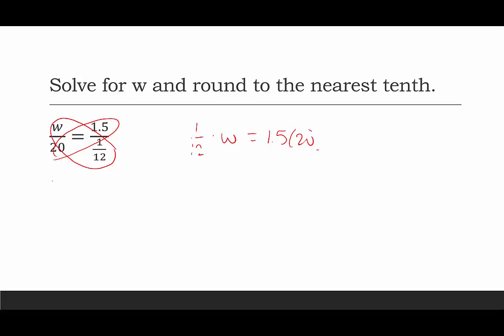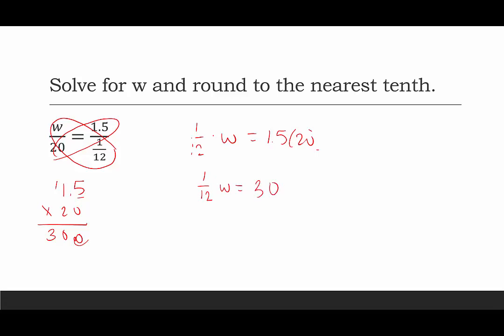I'm going to do 1.5. The 0 we don't have to do anything with, so I'm going to start here. 2 times 5 is 10. 2 times 1 is 2, plus 1 is 3. There's 1 place behind the decimal point, so we move this over once. And let's rewrite our proportion. We have 1/12 times w is equal to 30.0, which we can just say is 30.